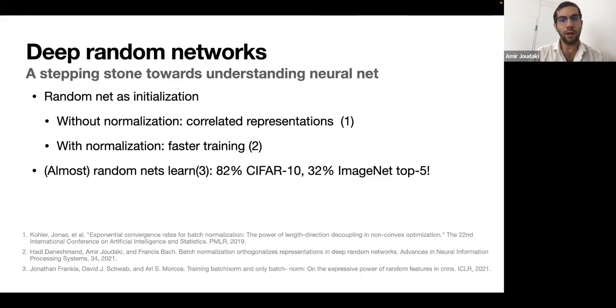Now, why random networks? Here are some motivations for why studying random networks is a good step towards understanding neural nets. The first line of argument is that randomness is our initialization point. Understanding it helps us understand neural nets because, as the first paper shows, in a random MLP used as initialization, the hidden layer representations become highly correlated with depth, and that's a bad thing. The second paper points out that with normalization, the opposite happens, and that improves training. These are two arguments relating randomness to initialization, and thereby its importance.